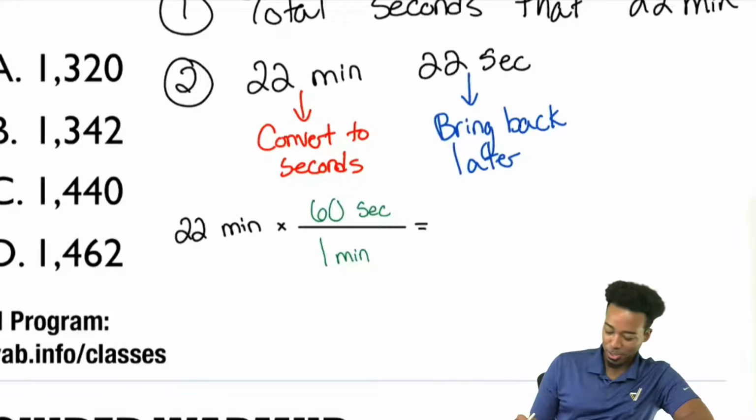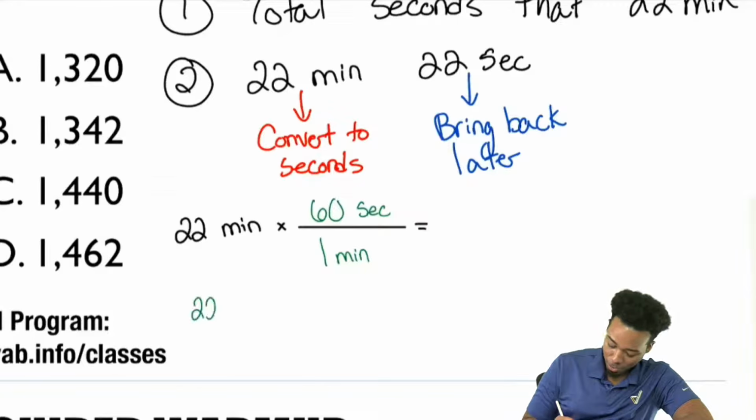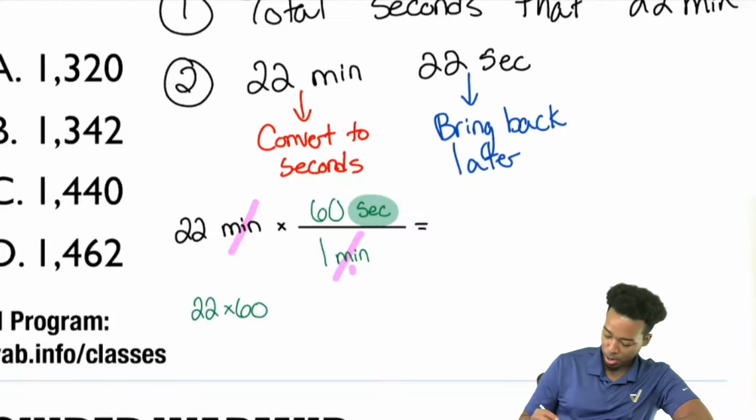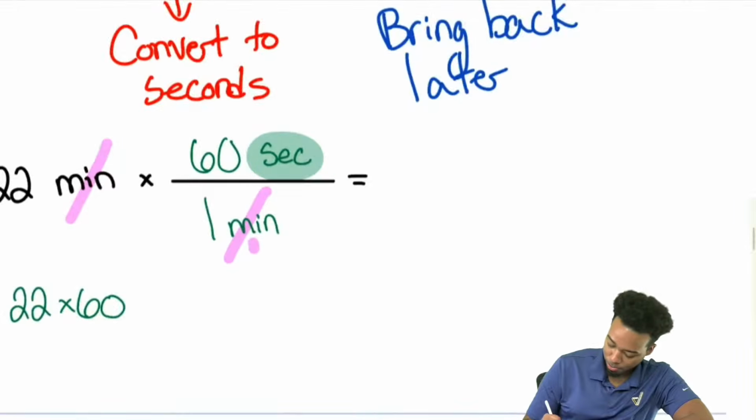So boom, 22 minutes times 60 over 1. Guess what that's going to be? That's going to be 22 times 60. The minutes are going to cancel out, leaving you with just seconds. So here we go. What's 60 times 22?